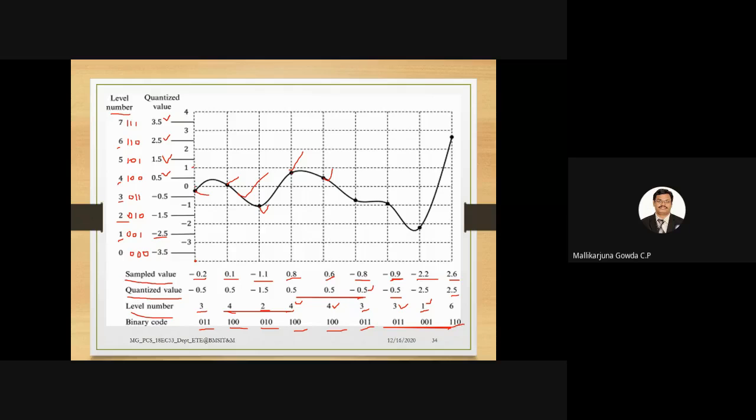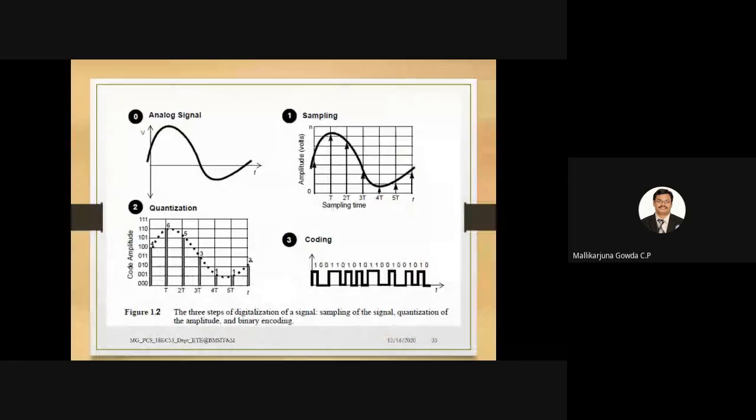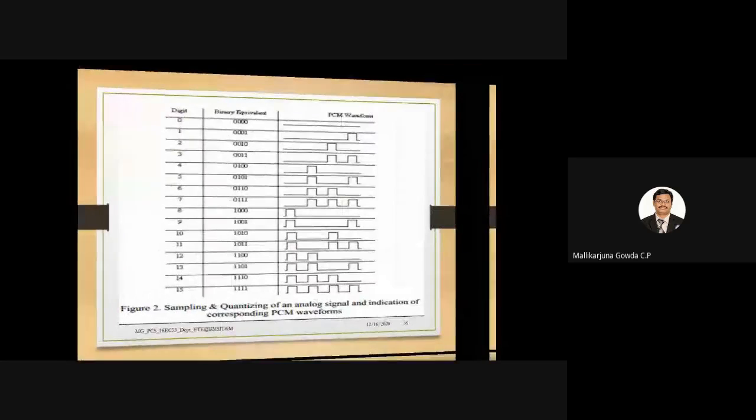So how do I represent this in terms of waveform, right? So 0 is represented by no pulse, 1 will be a pulse, right? Yeah, this also you can understand, or first I will tell this one.